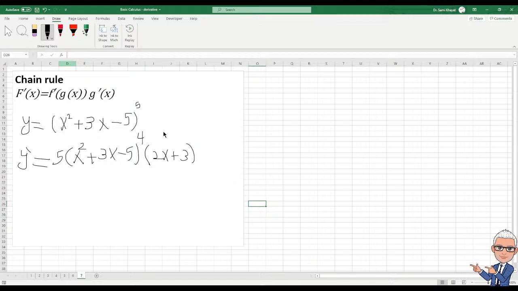This does not apply for this one. It applies for sine, cosine, but you have sine 3x, with 3x inside, something like that.